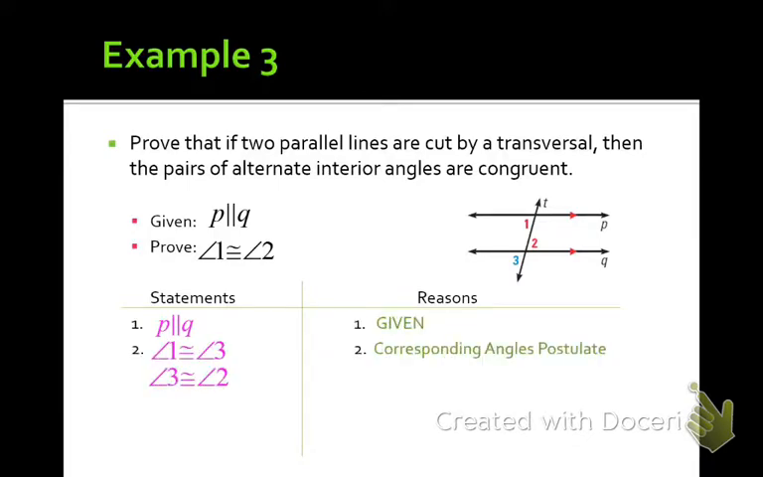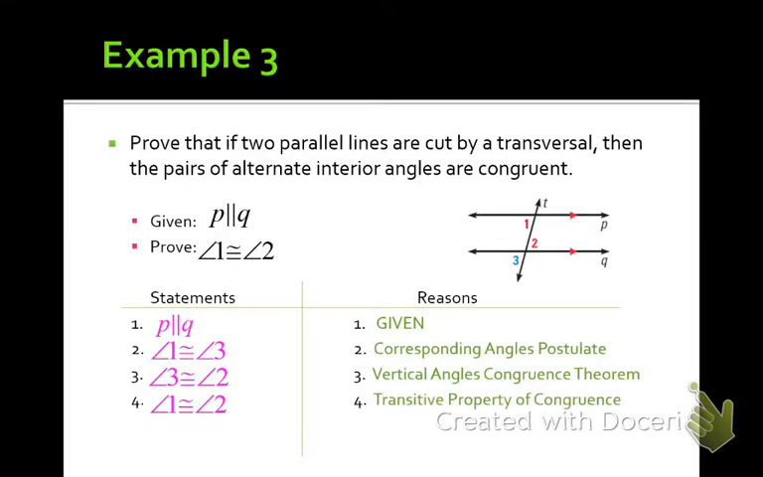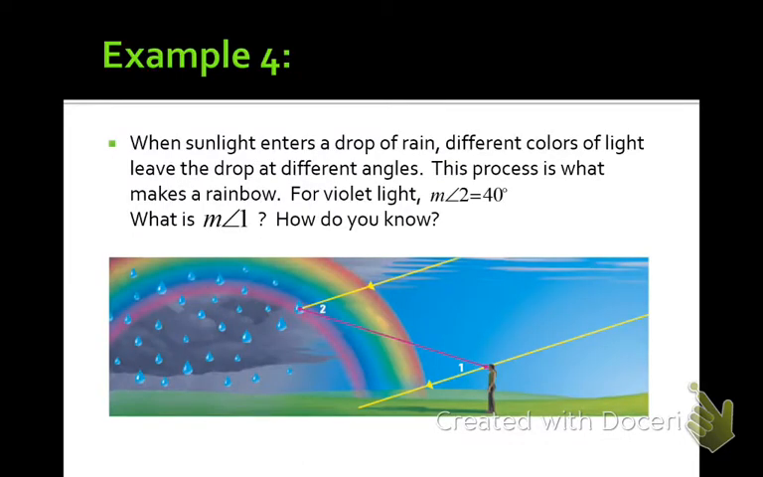Here's the proof again. All right, example 4. So we have this picture. Sunlight enters a drop of rain. Different colors of light leave the drop at different angles. This process is what makes a rainbow. For violet light, the measure of angle 2 equals 40. What is the measure of angle 1 and why? If angle 2 is 40, what would angle 1 be and why?